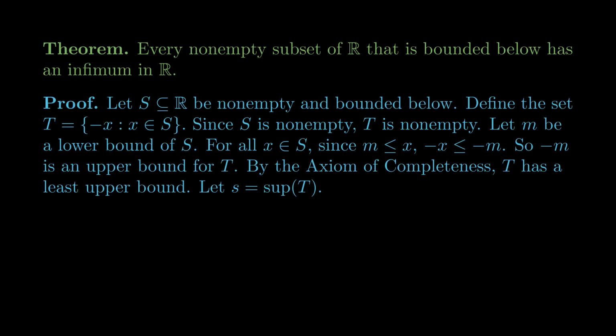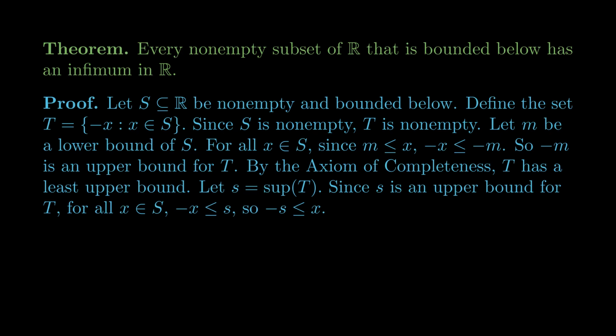And now we can verify that negative s satisfies the definition of the infimum, and we know negative s is a real number because s is a real number. Since s is an upper bound for T, for all x in the set S, negative x is less than or equal to s, so negative s is less than or equal to x. So it is in fact a lower bound, but we need to show it's the greatest lower bound, which means if we take any small step upwards that it's not going to be a lower bound anymore.